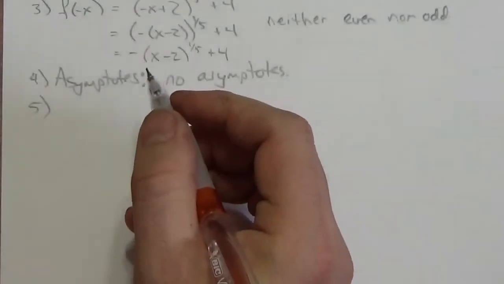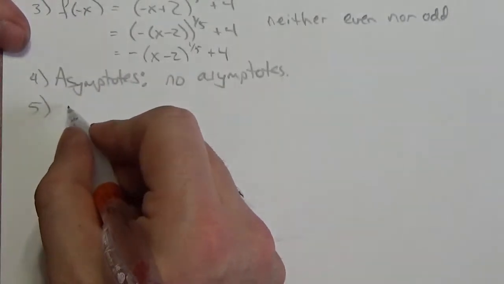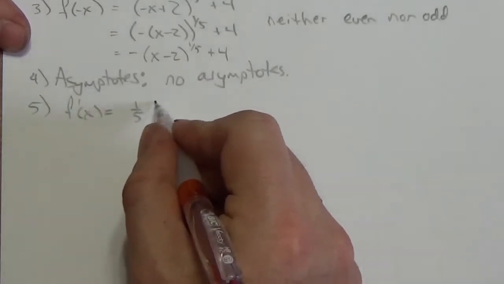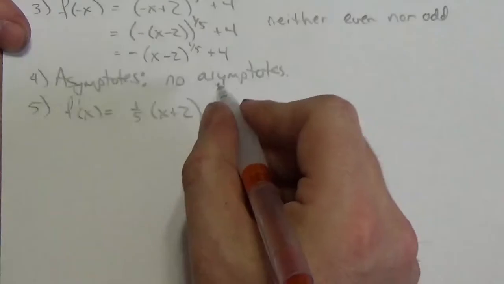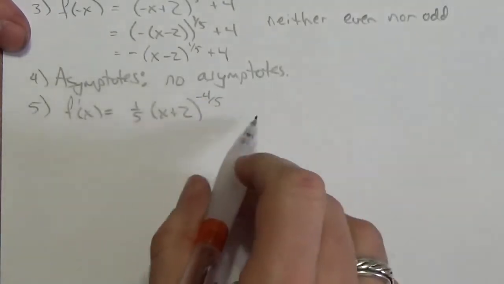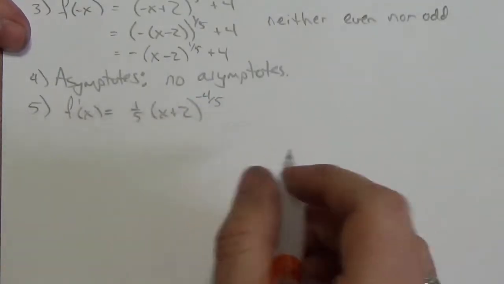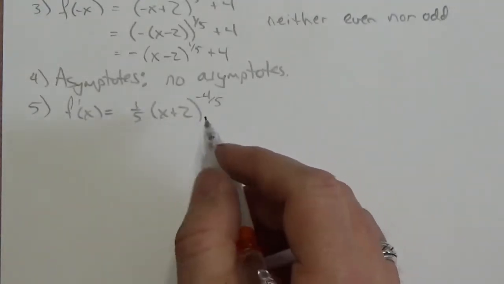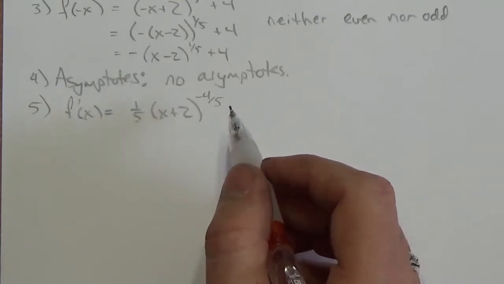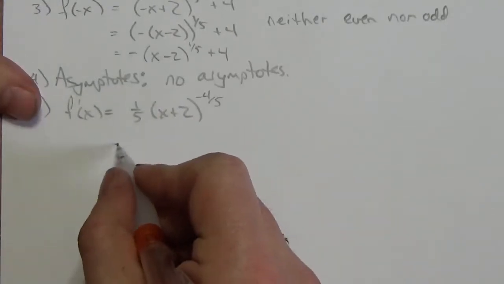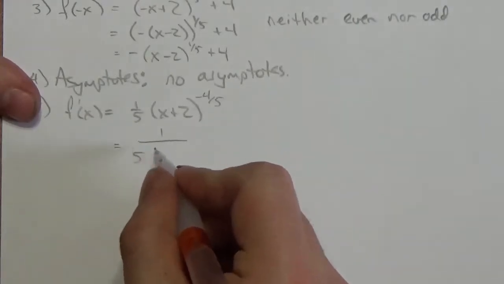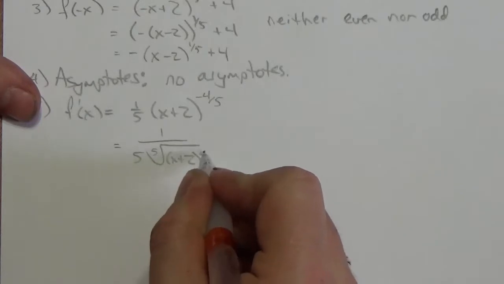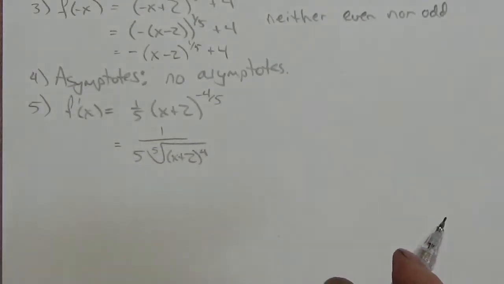Because now I'm going to look at intervals of increasing and decreasing. So the first thing I'm going to do is take the derivative. And that's going to be 1/5 (x plus 2) to the negative 4/5. And then the derivative of the 4 is going to go to 0, so that's not going to be an issue here. So I'm getting 1/5 (x plus 2) to the negative 4/5. Actually, I might write it like this: this is going to be 1 over 5 times the fifth root of (x plus 2) to the fourth.